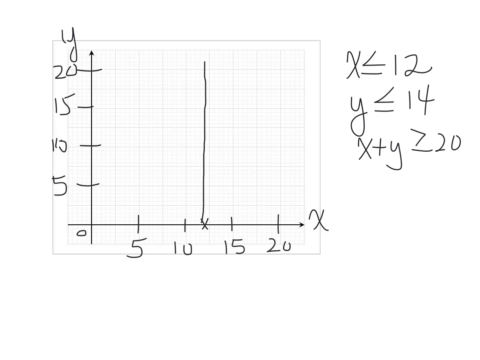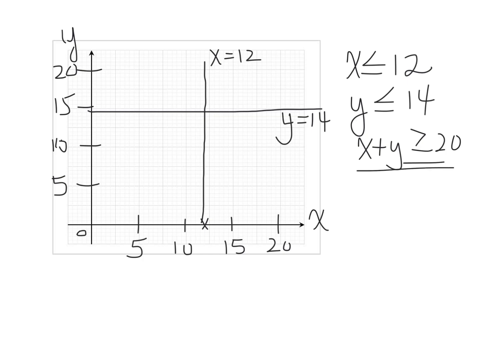Then we have y is less than or equal to 14. So we're going to graph y equals 14, which is a horizontal line stemming from 0 and 14. So I guess that's going to be over here. And I'm going to label them. This is x equals 12. This is y equals 14.